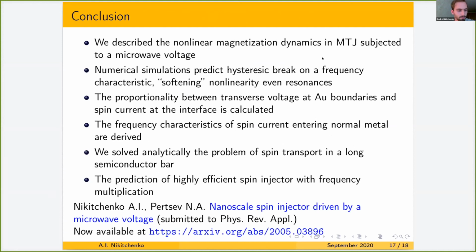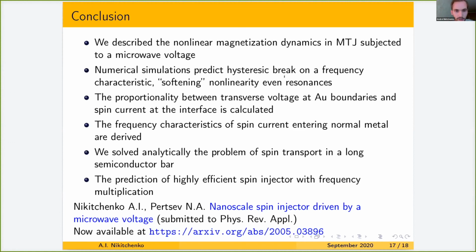And in conclusion, we solved numerically the magnetization dynamics equation in the free layer of the magnetic tunnel junction. We find that voltage-controlled magnetic anisotropy in this system is responsible for softening nonlinearity and parametric peaks and breaks, Duffing behavior. We calculated the spin current consisting of spin injection and spin pumping entering the gold overlayer, and estimated the transverse voltage generated by the inverse Hall effect to be sufficiently high for experimental detection.